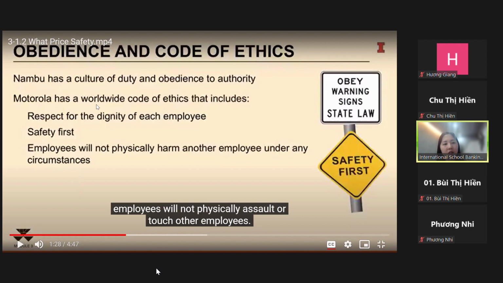Motorola also has an international code of ethics. And what is the international code of ethics of Motorola? Number one, respect for the dignity of each employee. Second, safety first. And last, employees do not physically harm another employee under any circumstances. So if any Motorola employee broke any of these rules, they will be fired immediately. If they broke any code of ethics, they will be fired. Assault or touch other employees.